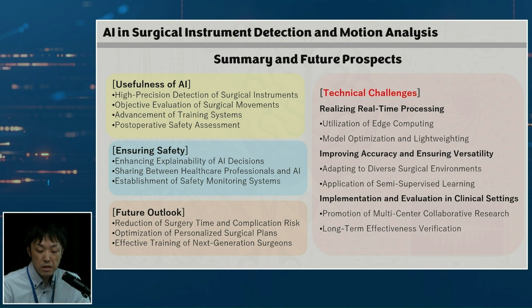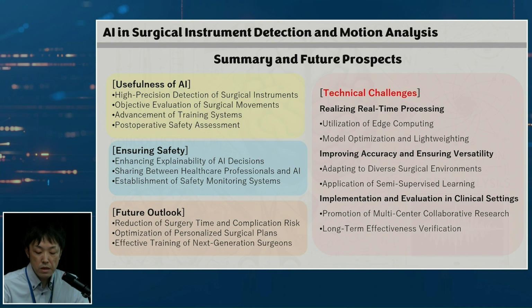Finally, I'll explain the prospects for surgical instrument detection and motion analysis using AI. AI is useful for high precision instrument detection, objective evaluation, advanced training, and safety assessment. There are many technical challenges, including learning with original high-quality images, realizing real-time processing, improving accuracy, and ensuring versatility, as well as implementation in clinical settings and many other issues.